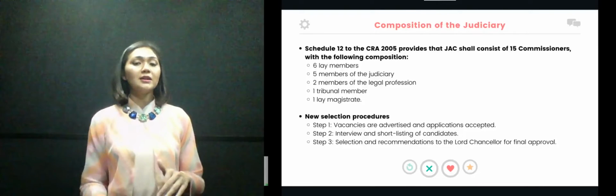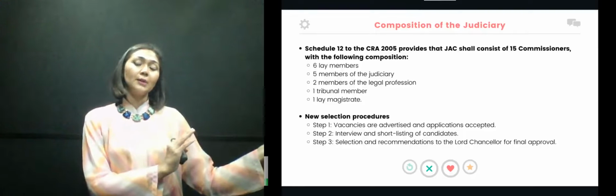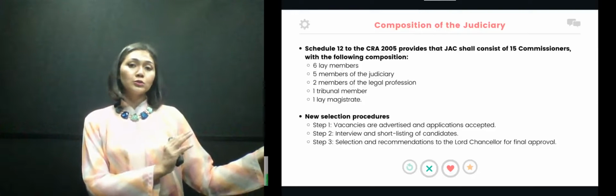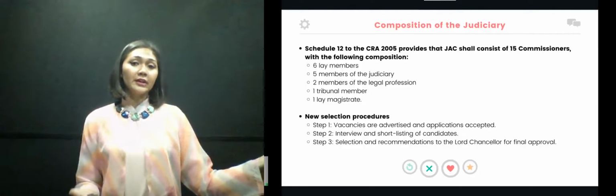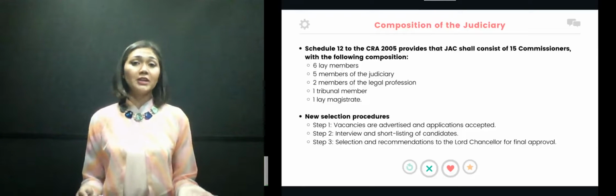So it's much better than the previous appointment system, where nobody knows when they can apply, who's entitled to apply, and the chances of application.